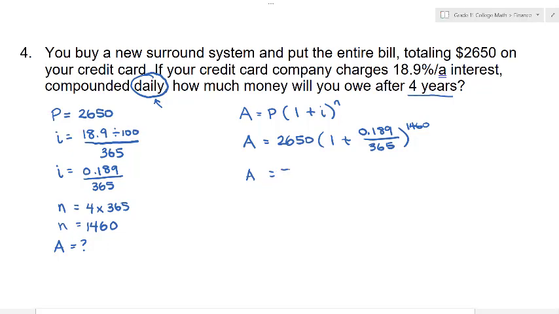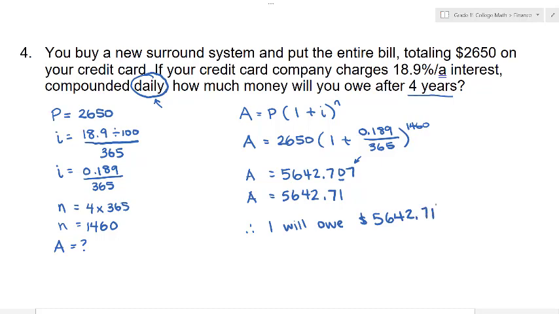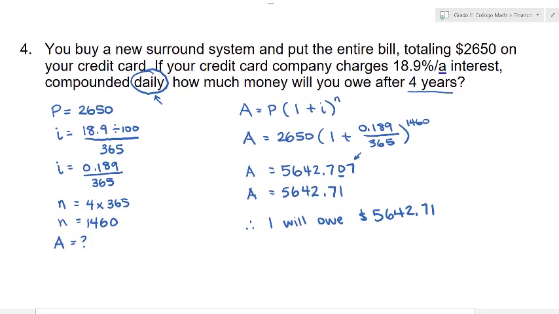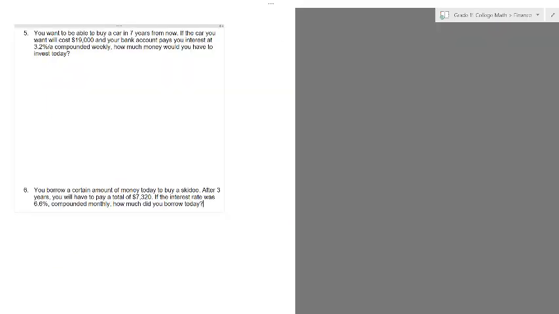And I get 5642.707. I'll rewrite that, 5642.7, and this number here, 0, gets rounded up to a 1 because it's followed by a 7, which is 5 or more. So therefore, I will owe $5,642.71. Okay. All right, let's move on to the next page.